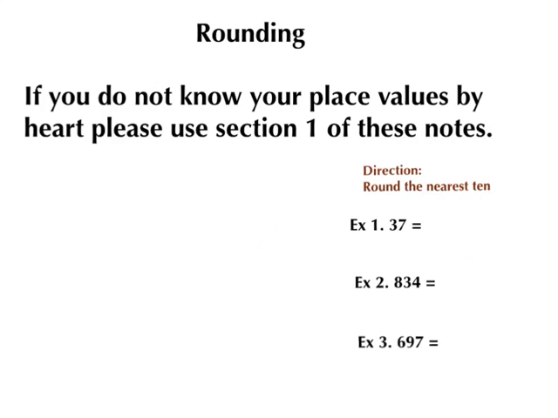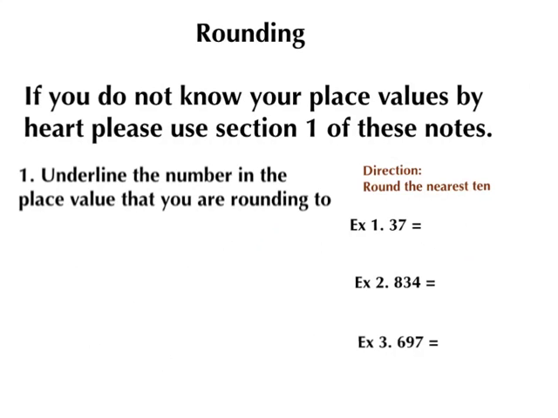All right, let's shift gears and talk about rounding. If you do not know your place values by heart, please use section 1 of these notes to help you along with rounding. Step number 1 in rounding is to underline the number and the place value that you are rounding to. Well, the directions say round to the nearest 10. So let's underline the nearest 10 place value. The 3 is in the tens place value.